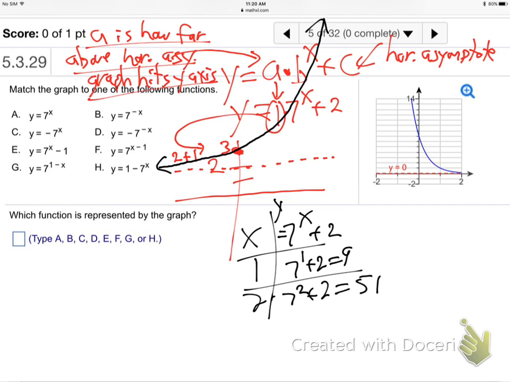That's already 51. 7 to the second power is 49. Put in 3. 7 to the third is 343, so 345 when you add 2. It's already at 345 just for 3. See how it's just rocketing up? Put in 4, it's going to be over 2,000. So it's just rocketing up. So they rocket up to the right.